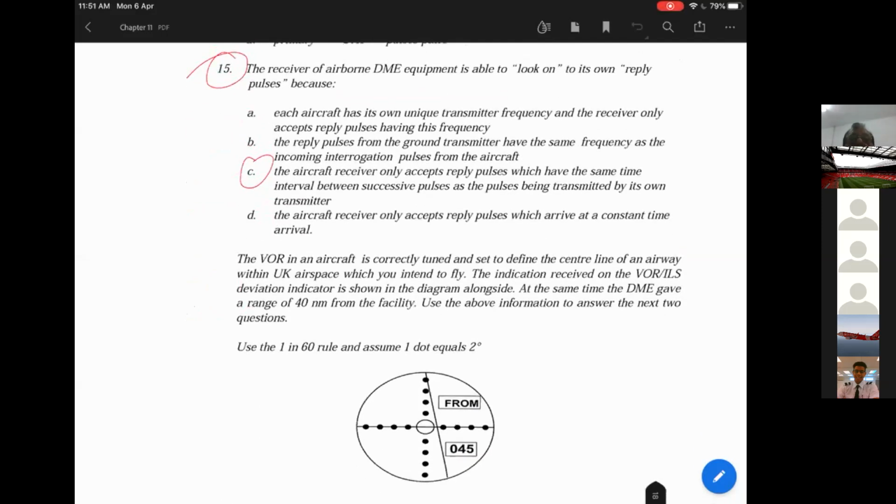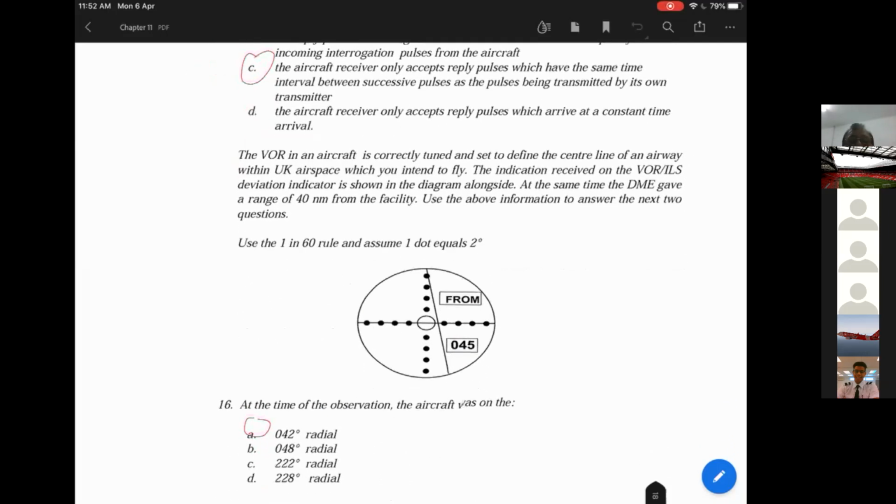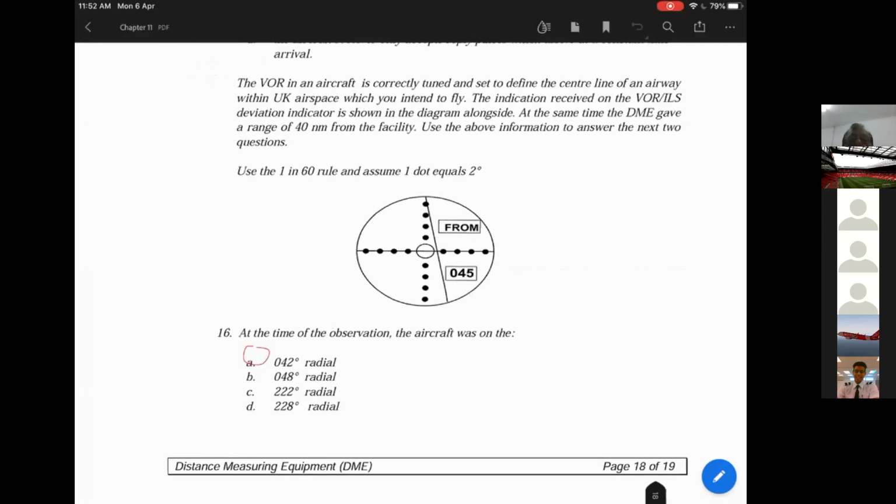Question number 15. The receiver of airborne DME equipment is able to lock on to its own reply pulses because the aircraft receiver only accepts reply pulses which have the same time interval. Okay, absolutely correct. I would like everybody to do the next question on your own by application of the 160 rule. I would like everybody in the class to do this, please.